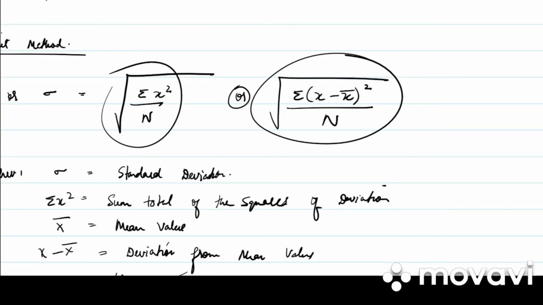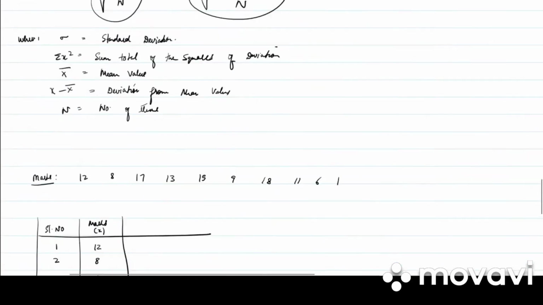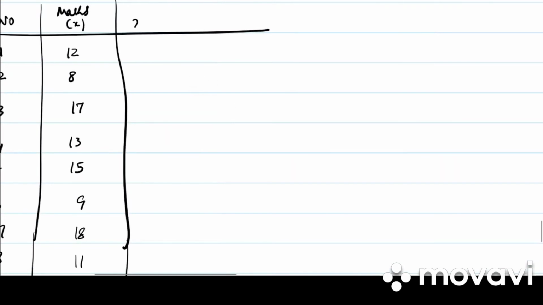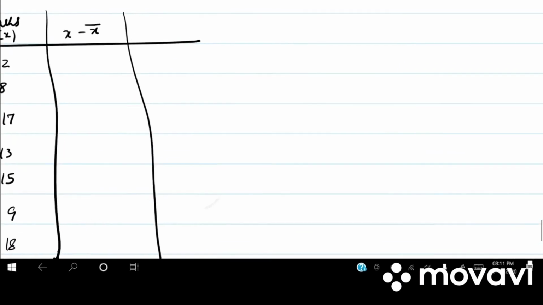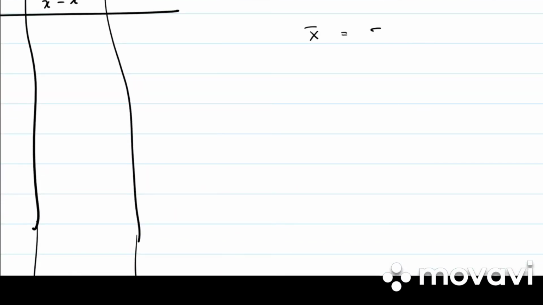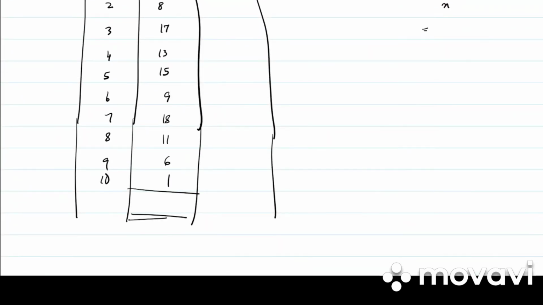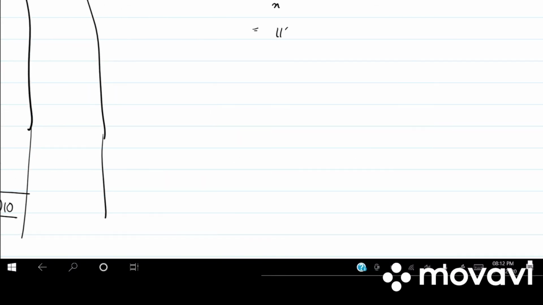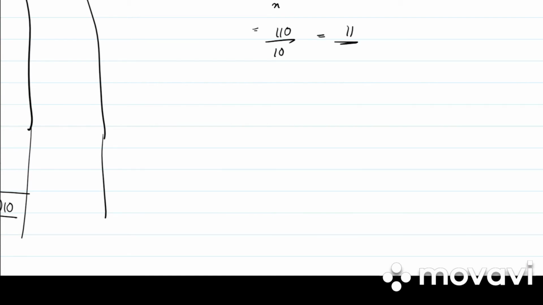So what is the formula? It is summation x square divided by n, or if you further simplify this formula, it is summation x minus x bar square divided by n. So if we are taking x minus x bar, the next column will be x minus x bar. So we need to find x bar. What is the formula for mean? It is summation x by n. What is the total of summation x? It is 110. So 110 divided by 10, we get 11.